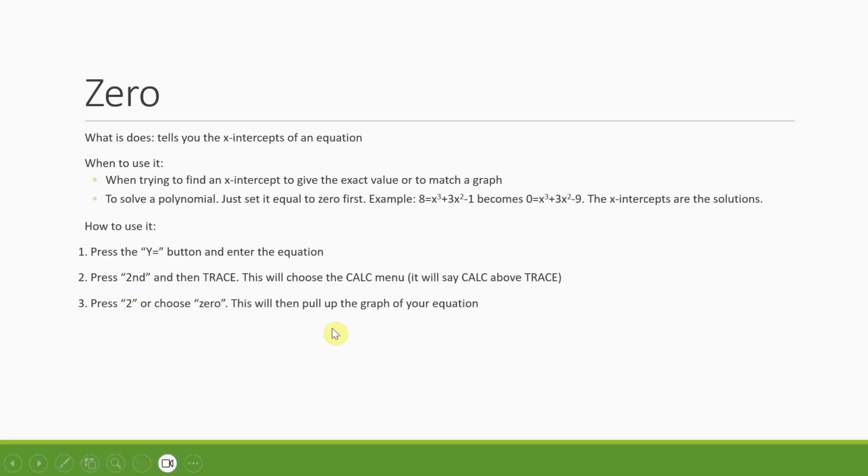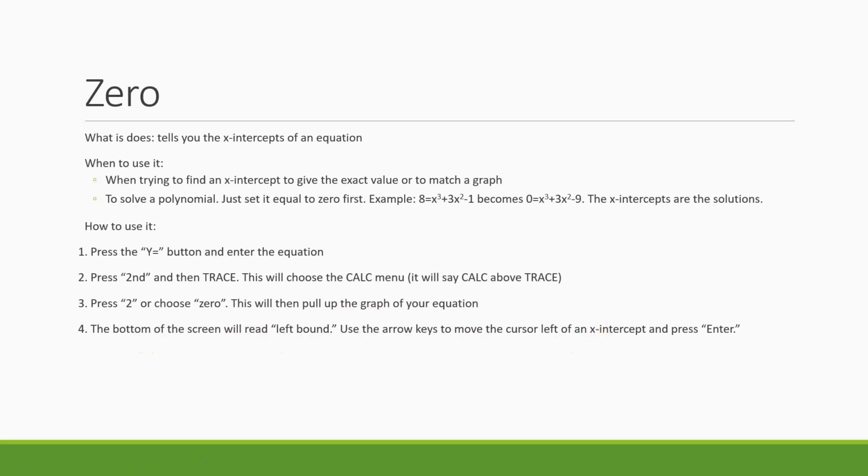Once you hit that, it's going to pull up the graph of your equation, and it's going to ask you to essentially bookend whatever 0 you're interested in, or x-intercept. So you're just going to say, this is too far to the left, this is too far to the right, but close. As soon as it pulls up, the bottom of the screen is going to read left bound. So what it wants is for you to move the cursor with the left and right to the point where it's just left of an x-intercept that you want to calculate, and press enter.